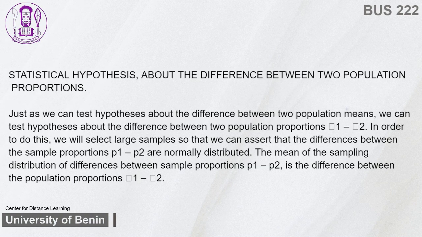Statistical hypothesis, about the difference between 2 population proportions. Just as we can test hypotheses about the difference between 2 population means, we can test hypotheses about the difference between 2 population proportions, π1 − π2.